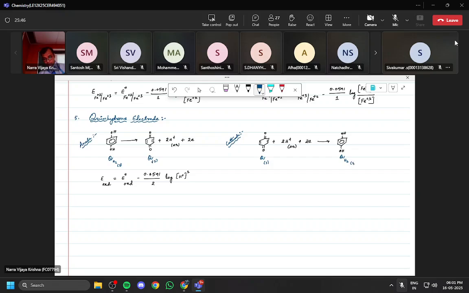Acceptable? Now tell me what is E. E reduction equals E0 reduction minus 0.0591 upon 2 into log of 1 upon H+ squared. Right? So it can be used as cathode as well as anode. Means reference electrode. So can I say quinhydrone is a reference electrode and it is reversible? It is reversible with respect to the concentration of H+. Can I write it?